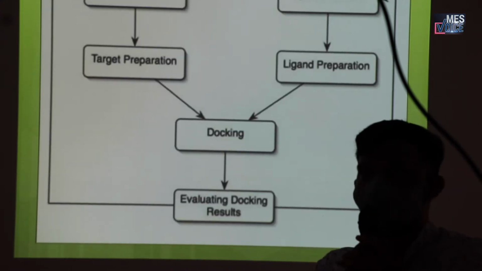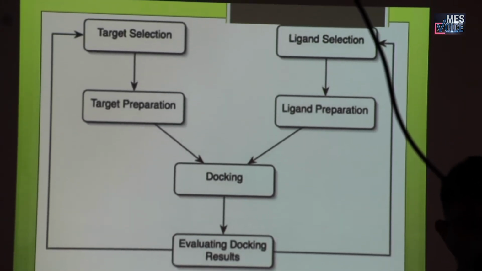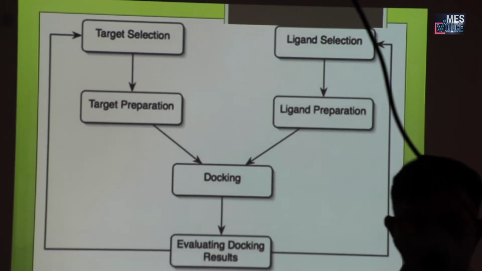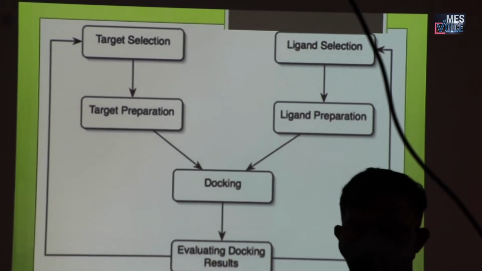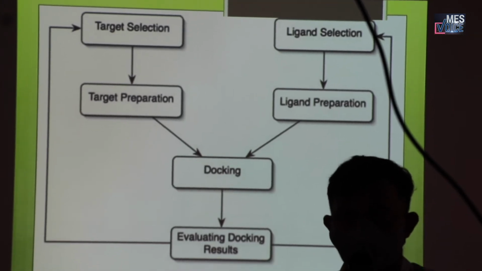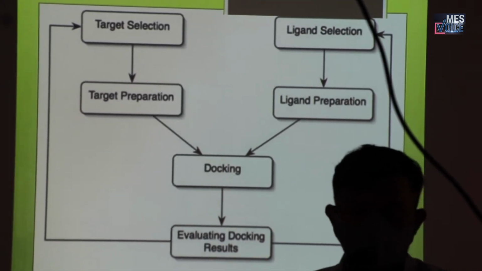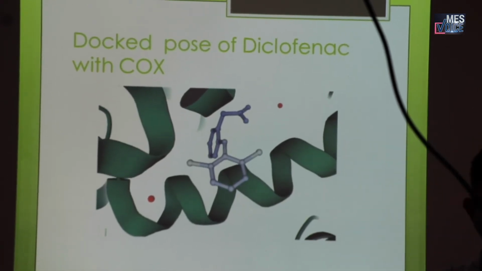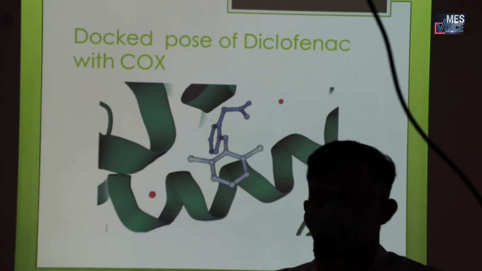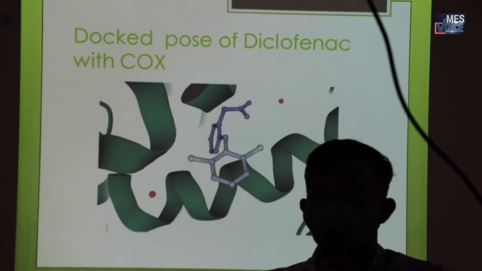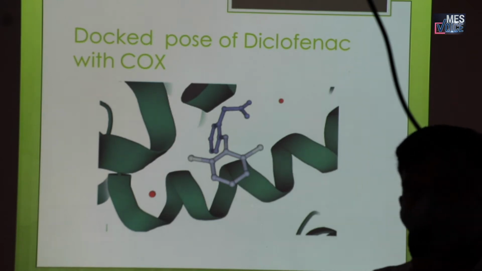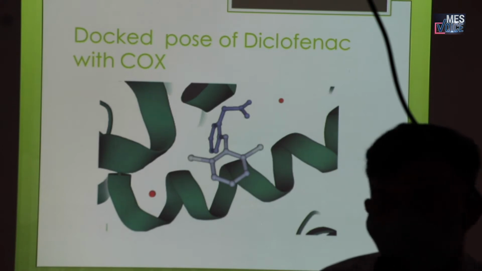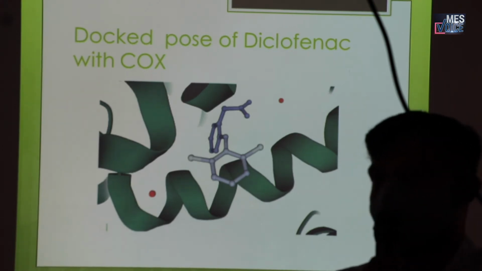The workflow of molecular docking: first target selection, then target preparation, then ligand selection, then ligand preparation, then go for docking, and finally evaluating the docking results. This is the commonly used anti-inflammatory drug diclofenac sitting on the cyclooxygenase enzyme. It is done in a molecular docking experiment. And thank you. Let's begin with grid generation.